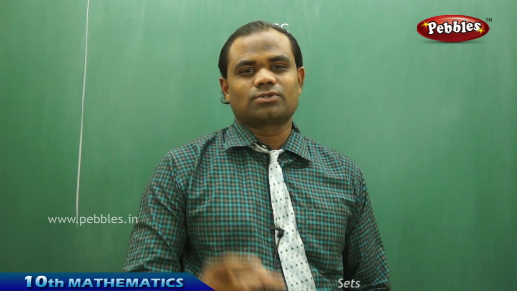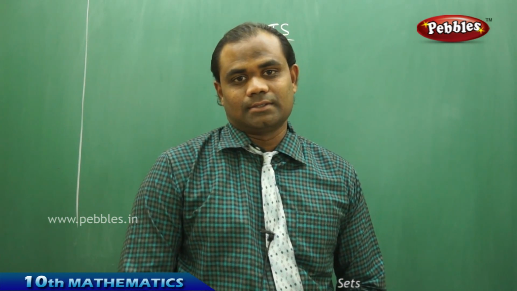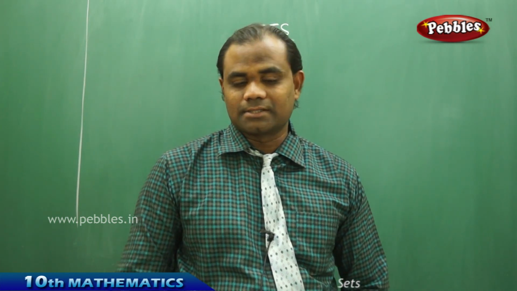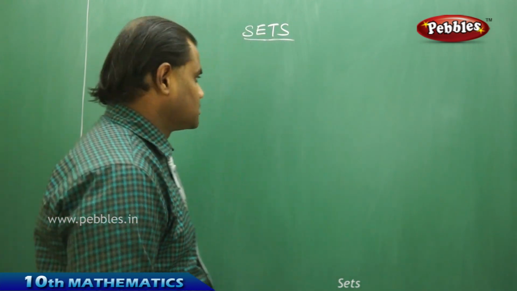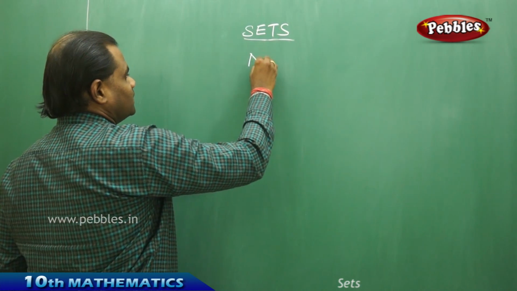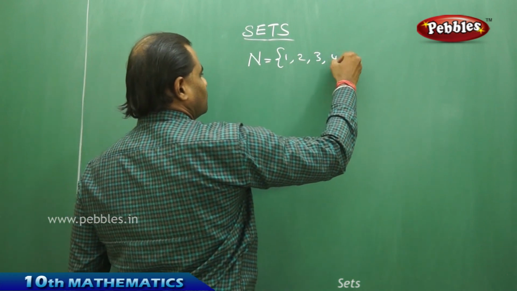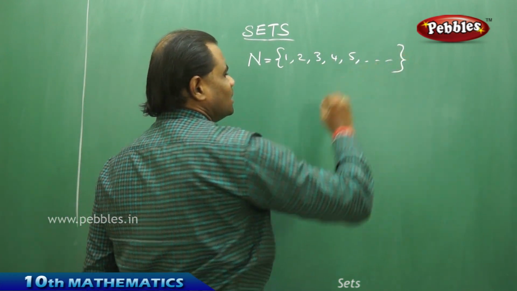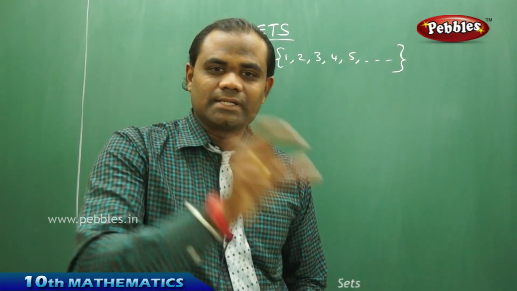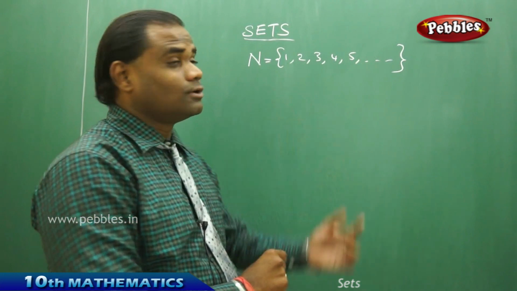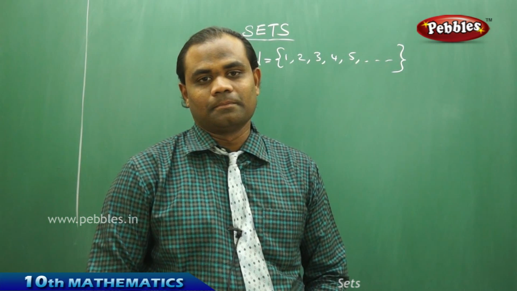The word set has been most commonly used in mathematics in many of the topics. But what is a set? Before we start this topic, let's take some real life examples. In the previous case, we have taken the natural numbers as 1, 2, 3, 4, 5, and so on and so forth. I said N is the set of natural numbers. So what is the word set when I have considered the case of natural numbers? That is what derives the topic of the session.